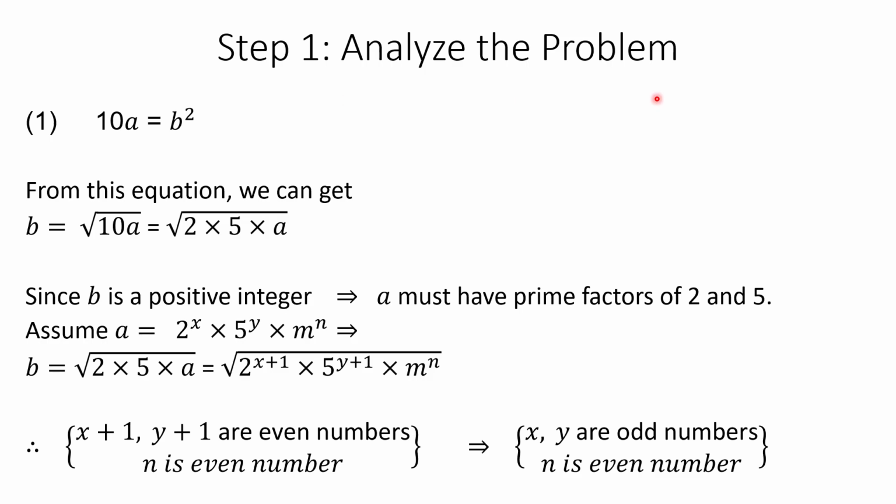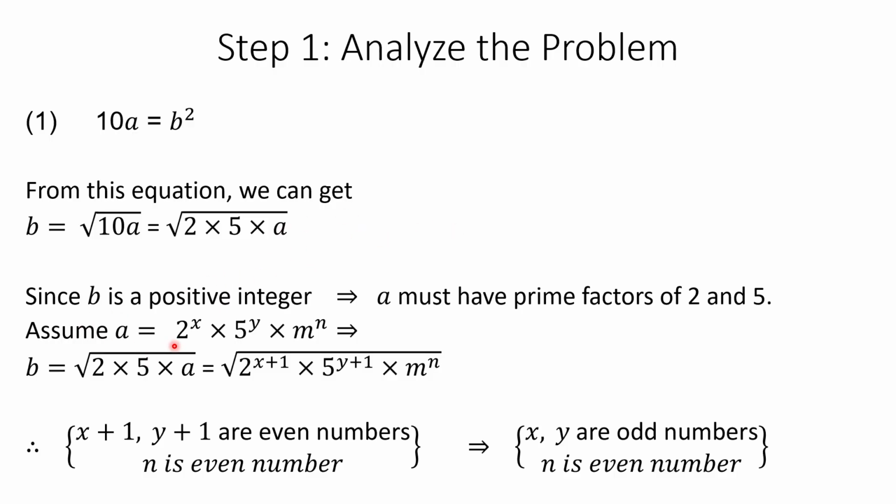So step one here would be to analyze the problem. When we look at equation number one, 10a is equal to b squared. From this equation, we can also get b is equal to root of 10a, which is also equal to root of 2 times 5 times a. Since b is a positive integer, a must have prime factors of 2 and 5. Because the root of a square can only be an integer, this has to be a square. And for this to be a square, we need a to have prime factors of 2 and 5.